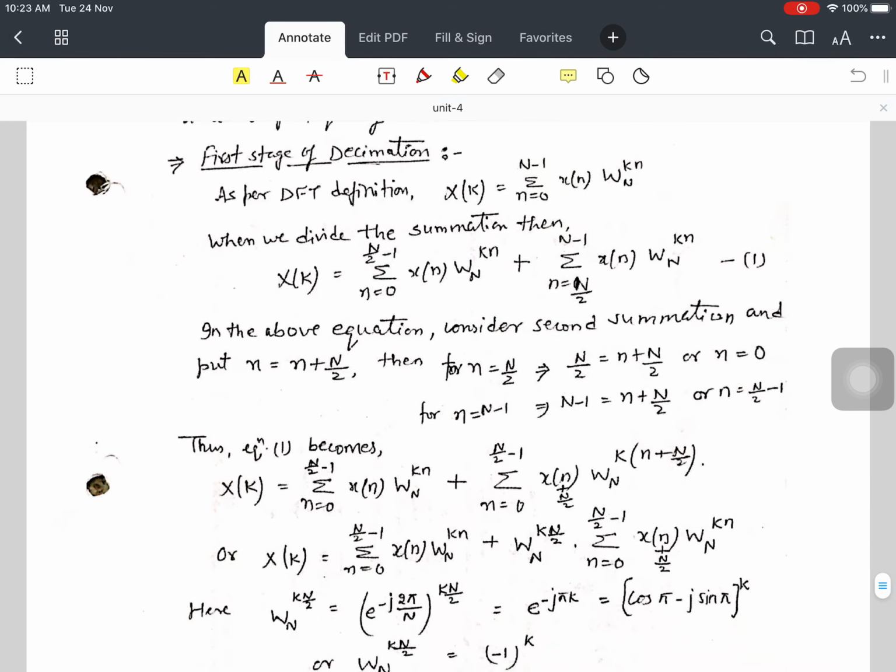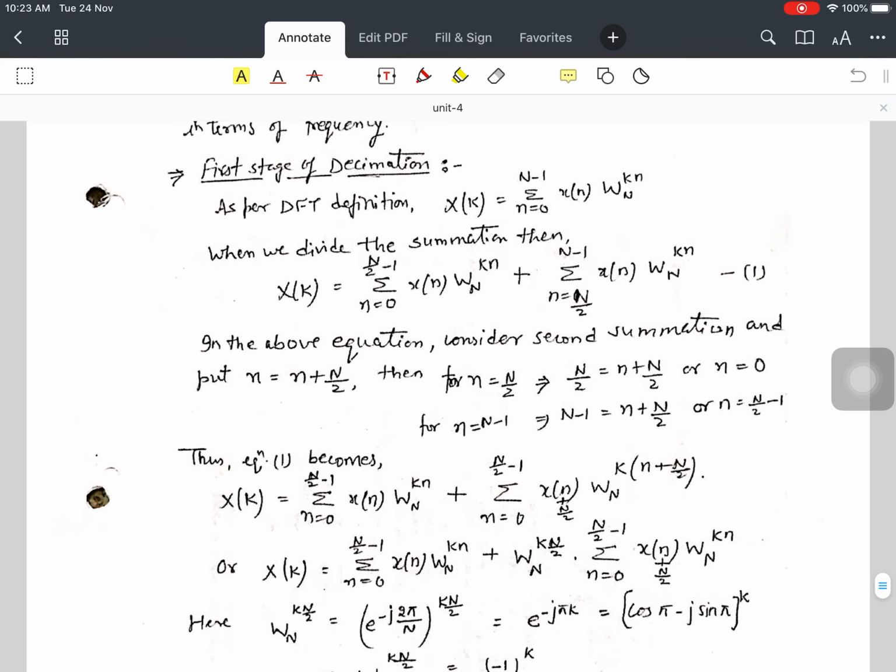For the first stage, suppose you have the 8-point DFT. As we have seen in the previous lecture, there are 3 stages. The same we apply in decimation in frequency. For the first stage, as per the discrete Fourier transform definition, X(k) equals the summation of n equal to 0 to N minus 1 of x(n) W_N^(nk). This is the generalized equation for DFT.